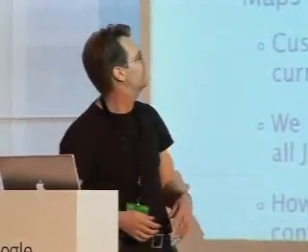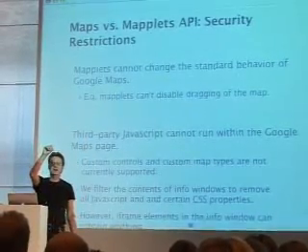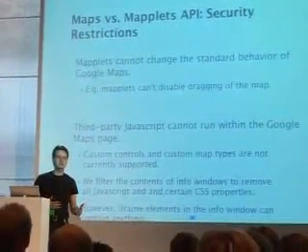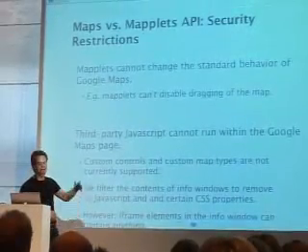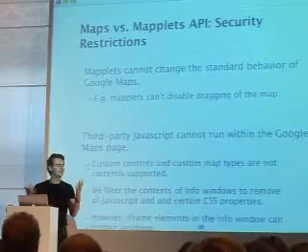A Maps API application owns its map, while a Maplet doesn't own the map. Therefore, a maplet cannot disable that the map is draggable, for instance. In a Maps API application, you can do this. You can freeze the map. For a maplet, it is not possible to freeze the map for the whole page.